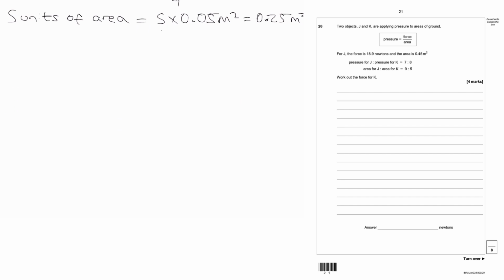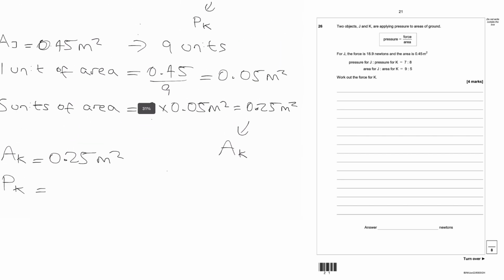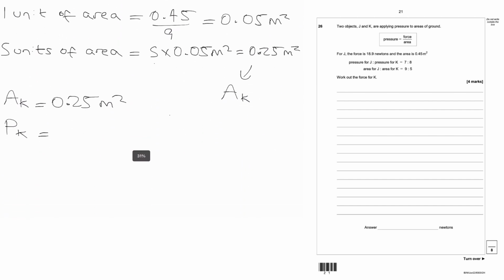So now we have everything, and just to be clear, this is our A_K. So we now have our A_K equals 0.25 meters squared, and we have our P_K, which, let me just double check, was 48.